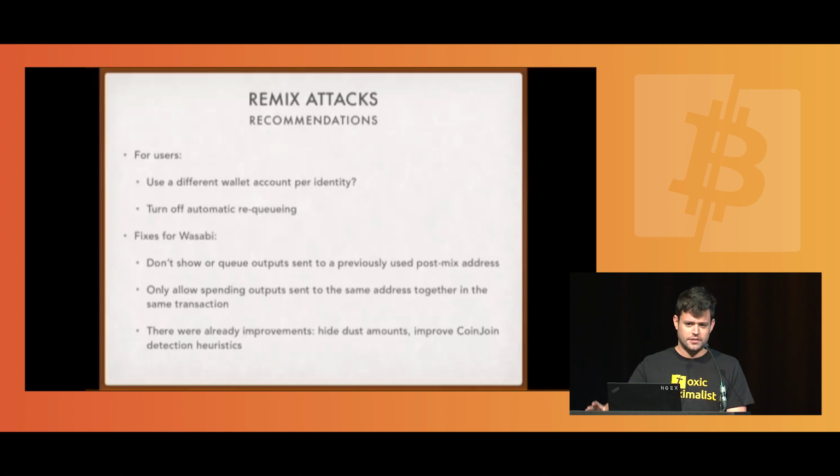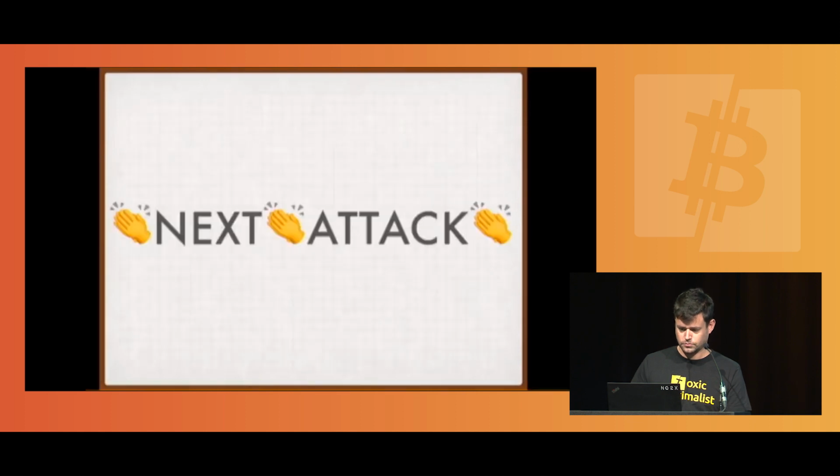And there were already some other improvements that Wasabi tried to make to fix this. Someone tried to do something that looks similar to this with very small amounts, because again, this is expensive. So Wasabi fixes it by just not showing the very small amounts. And it improved COINJOIN detection heuristics. And they're discussing the other options as well. So probably we can see a change at some point.